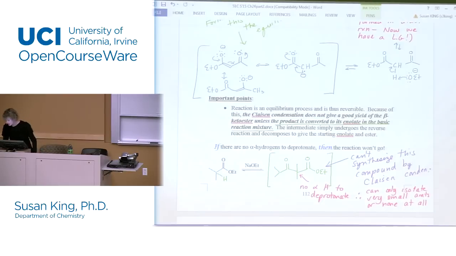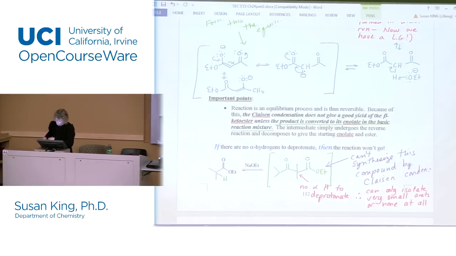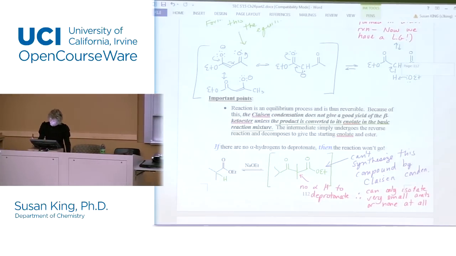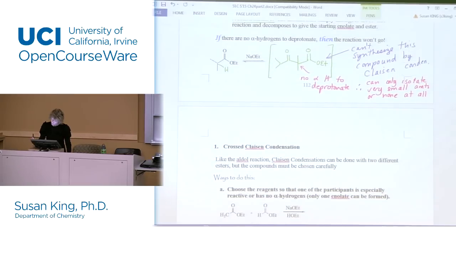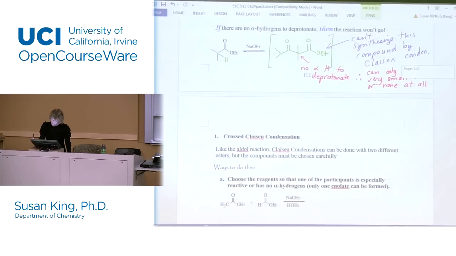All right, so let's look at crossed Claisen. And so like the aldol, we're going to have to choose our reagents very carefully if we want to get just one product when we are doing a crossed Claisen. So the mechanism I showed you, that wasn't a crossed Claisen. But if we want to do a crossed Claisen, we've got to choose reagents really carefully.